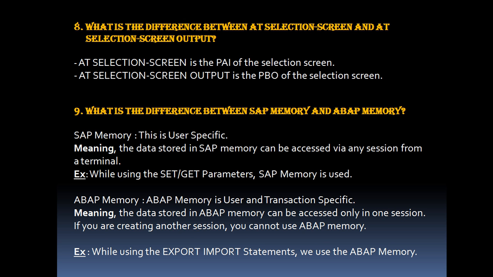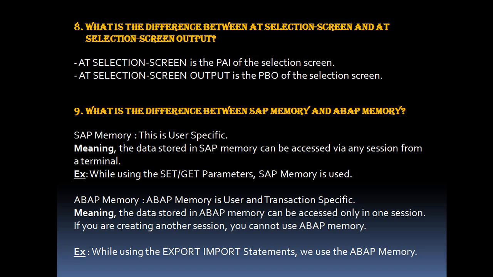Then we have, what is the difference between AT SELECTION-SCREEN and AT SELECTION-SCREEN OUTPUT? This is nothing but we have the PAI of the selection screen, which is the process after input, and then we have AT SELECTION-SCREEN OUTPUT, which is process before output. So one is for the input and the other is for the output respectively, right?